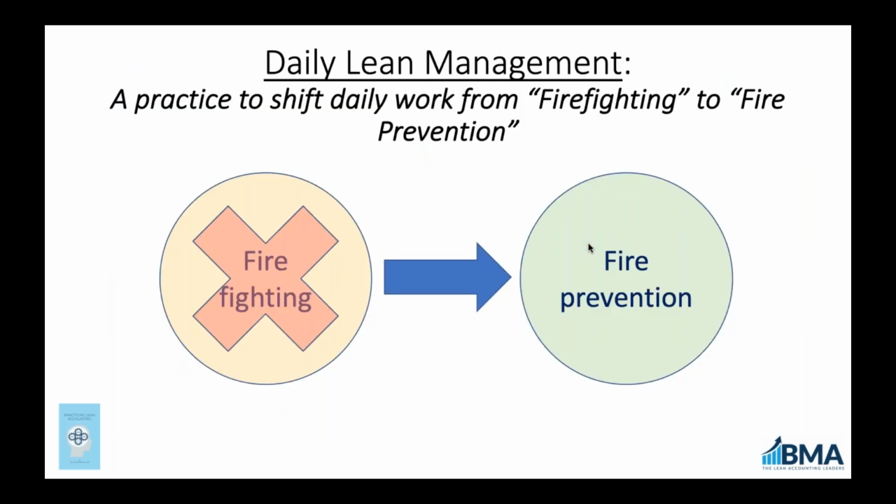What we want to get to in daily lean management is to get away from firefighting to fire prevention. Accountants are very good at firefighting, resolving the issues and making sure that everything gets done by deadlines. We want to move away from that. And that's what daily lean management does for us.